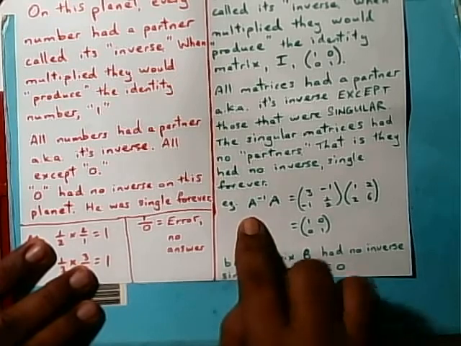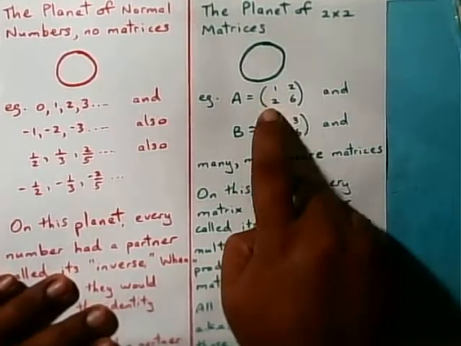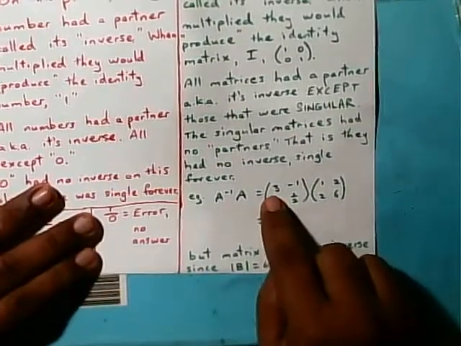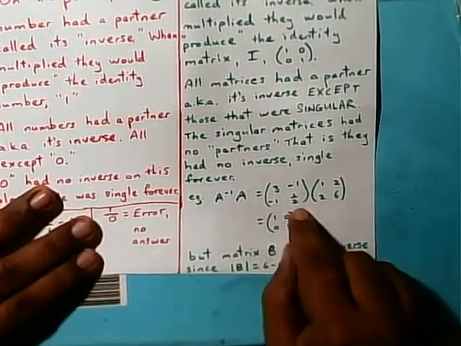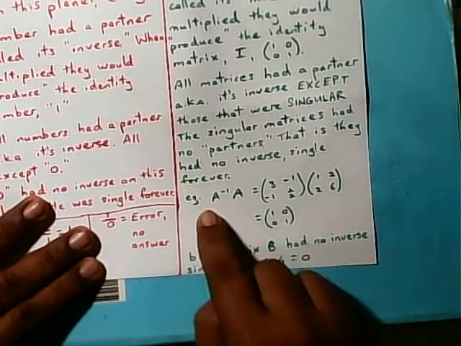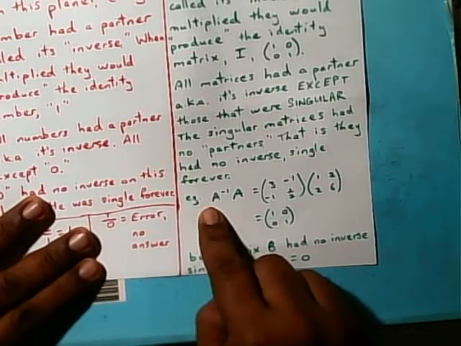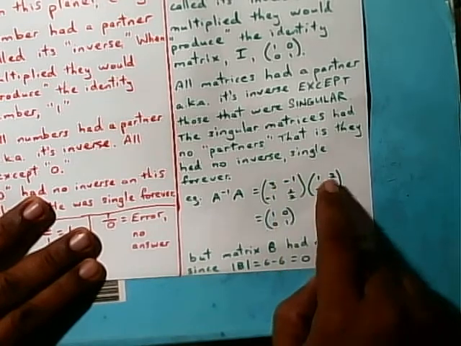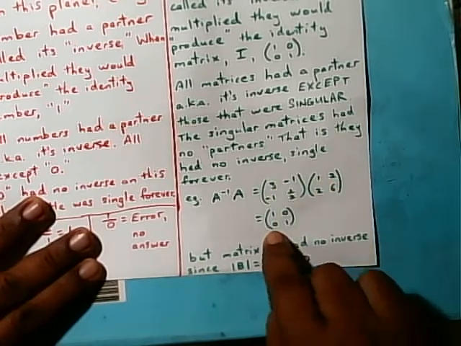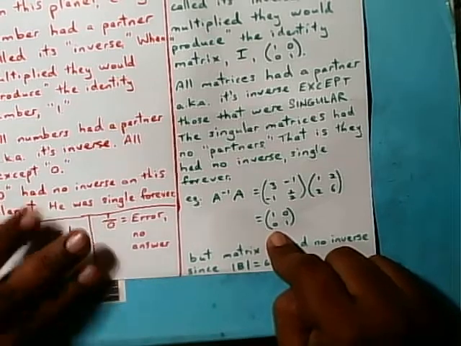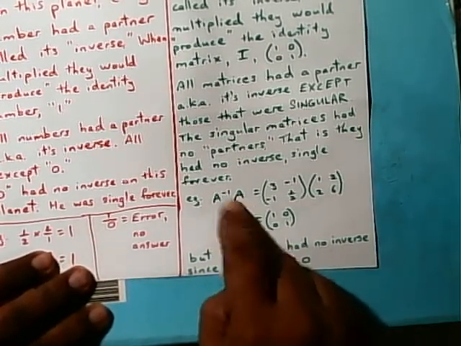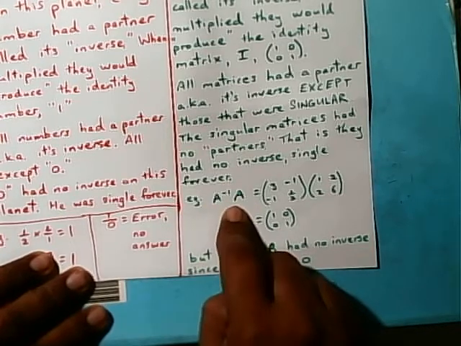The same matrix A which I showed you earlier, 1, 2, 2, 6. It has an inverse. Its inverse is 3, -1, -1, and a half. So the inverse of A multiplied to A, you'll end up getting 1, 0, 0, 1, which is the identity matrix. So this one had a partner, not singular.